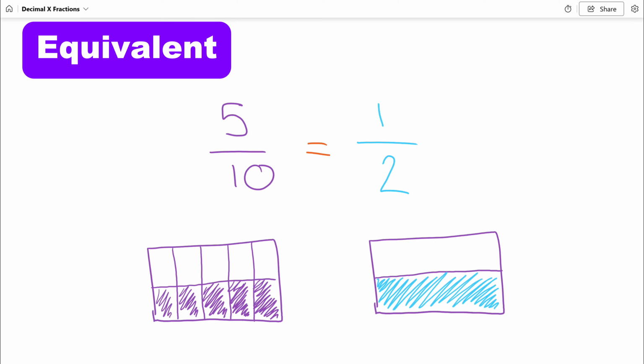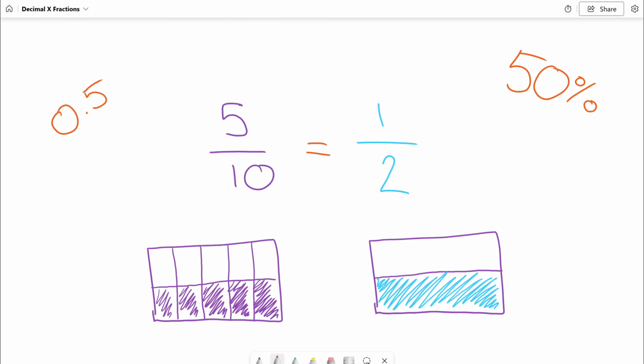Another thing we could have is a percentage. 50% is also equal to a half. It's also equal to 0.5. They are all the same. They are just written in different ways, hence they are equivalent. Because they're not identical, so they are equivalent.